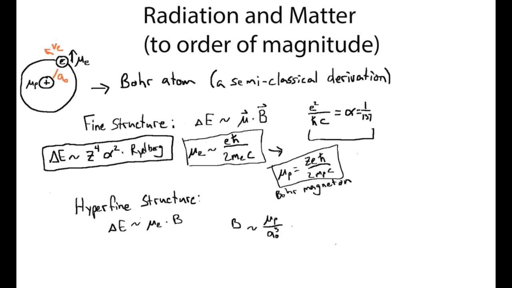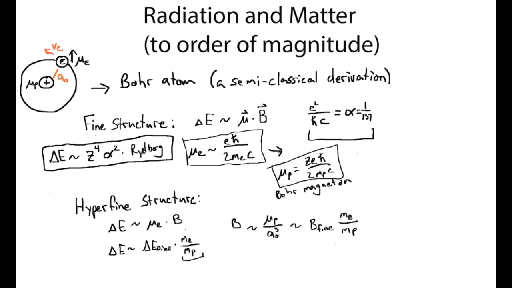And it turns out that this B field is about the magnitude of the B field we just calculated for the fine structure times the ratio of the mass of the electron to the mass of a proton. So consequently, the energy difference for a hyperfine structure is going to be about the energy difference for fine structure times this ratio of the electron mass to the proton mass. And this factor, as you almost certainly appreciate, is about a factor of 1 over 1,000. So hyperfine transitions are about 1,000th the strength of fine structure transitions.